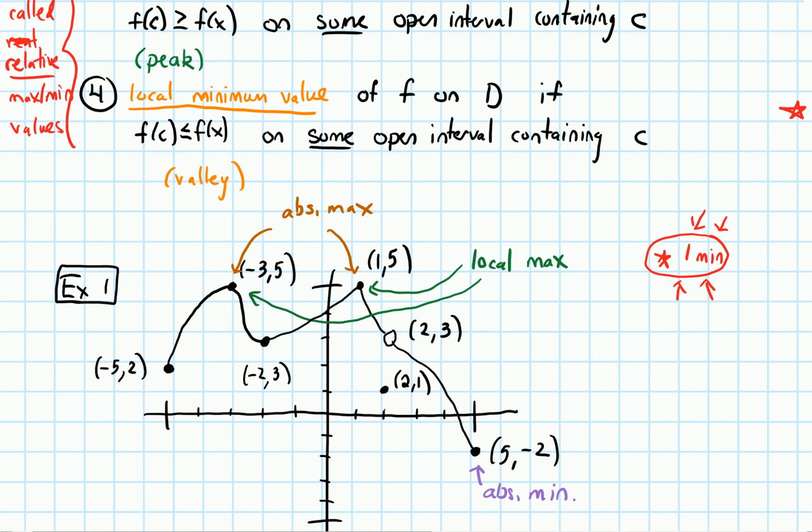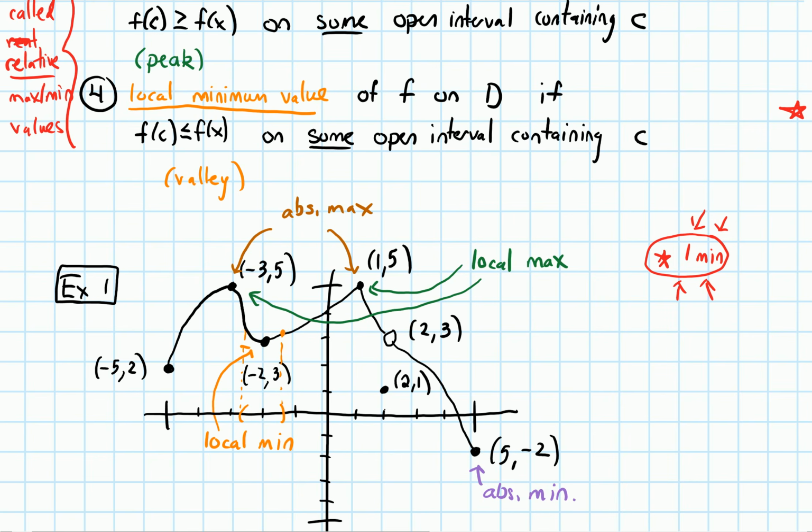For local min, it turns out there is a local min at -2, 3. Even though that's not the absolute min, that's totally fine for being a local min. There is an open interval around -2. In fact, if I were to go this far to the left and this far to the right, and look at my graph on that interval, the point where -2, 3 occurs is the lowest point within that interval. Okay, and that's what makes this a local min.